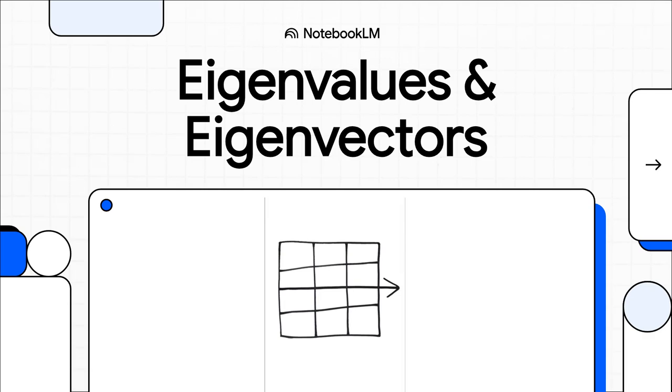Hey everyone, and welcome. Today, we're going to break down one of the absolute cornerstones of linear algebra, how to find eigenvalues and eigenvectors. And by the time we're done here, you'll have a super clear, step-by-step method that works for any 2x2 or 3x3 matrix. So let's dive right in.